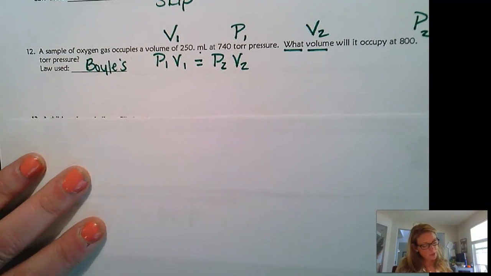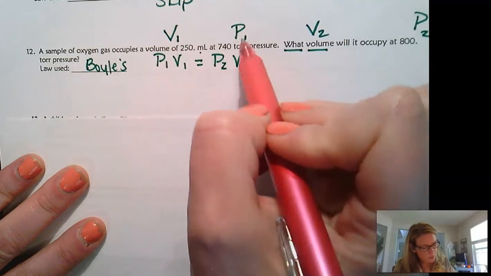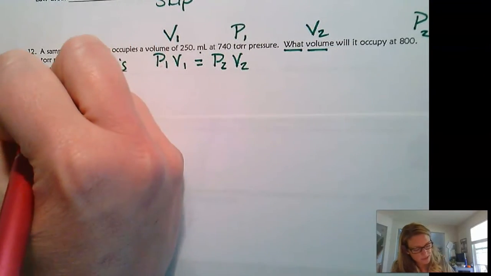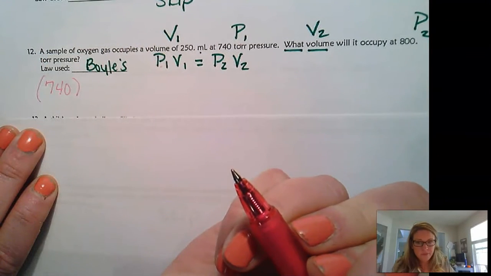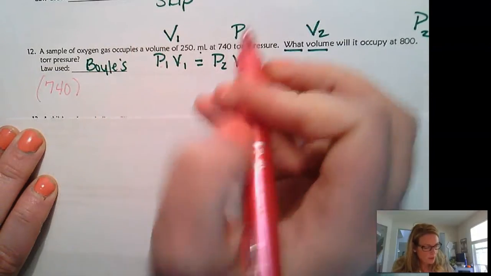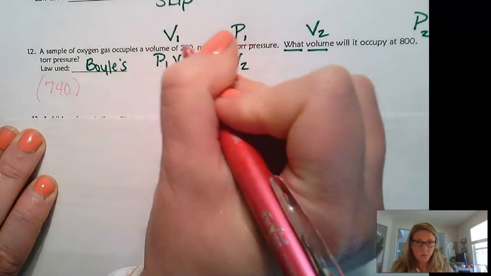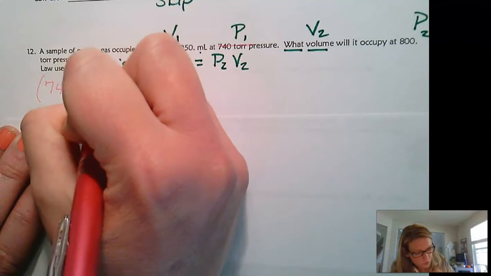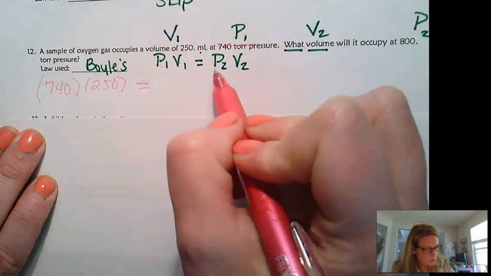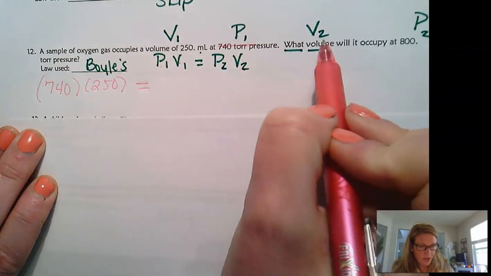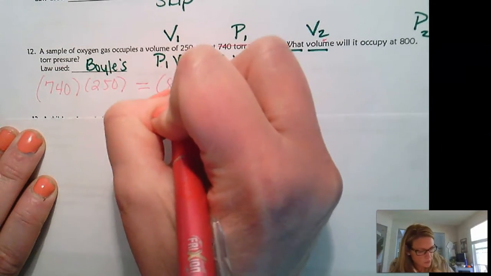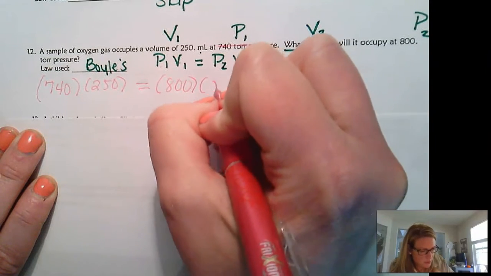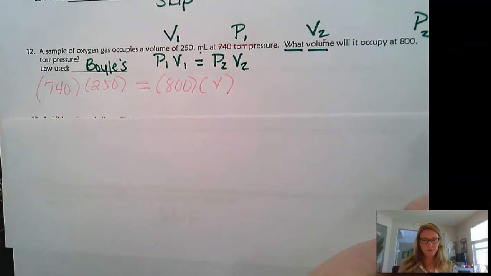So now we need to look at our plug and play situation down here. What's our first pressure right here? It's going to be 740 torrs. I use parentheses to keep up my numbers. Then we're going to multiply that times the volume, which is 250, equals pressure 2 times volume 2. Do we have volume 2? No, but we do have pressure 2. Pressure 2 is 800 torrs, right? So it equals 800 torrs times volume. That's what we don't know. So what do we do to solve it?